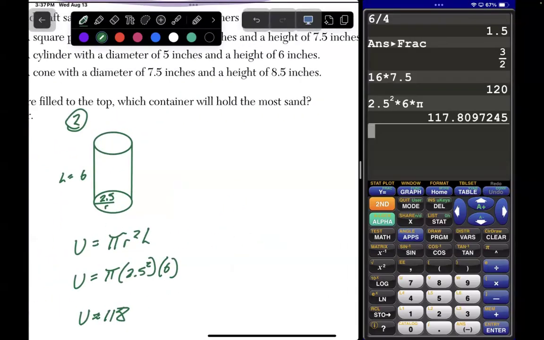So far, container 1 is in the lead. Spoiler alert, it's container 3. The cone. So let's go ahead and sketch the cone.